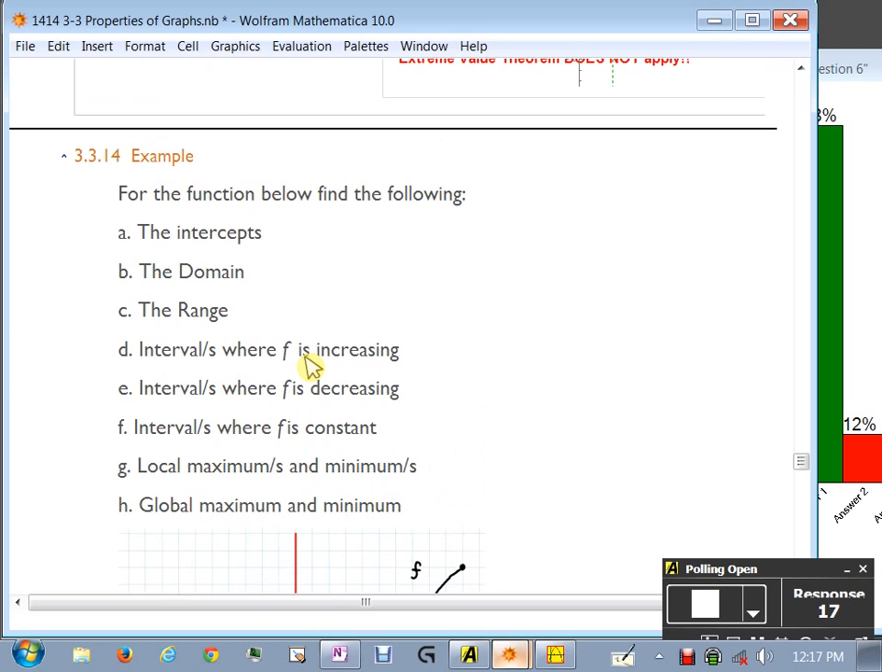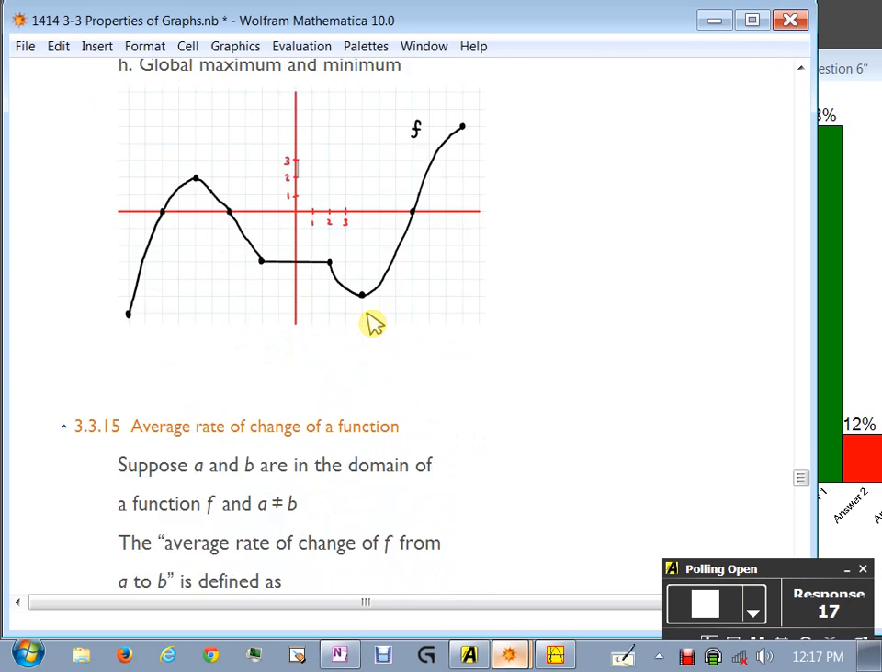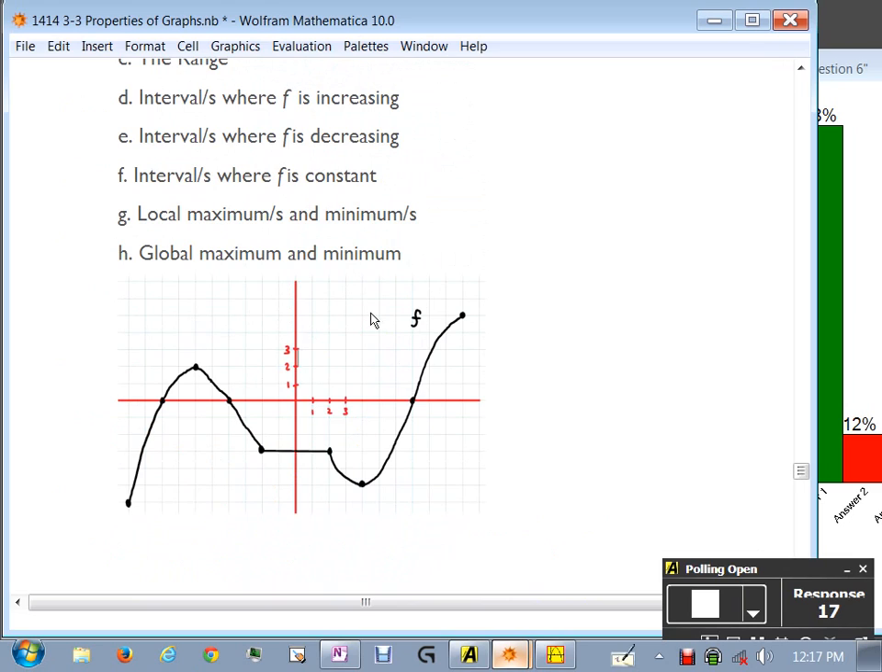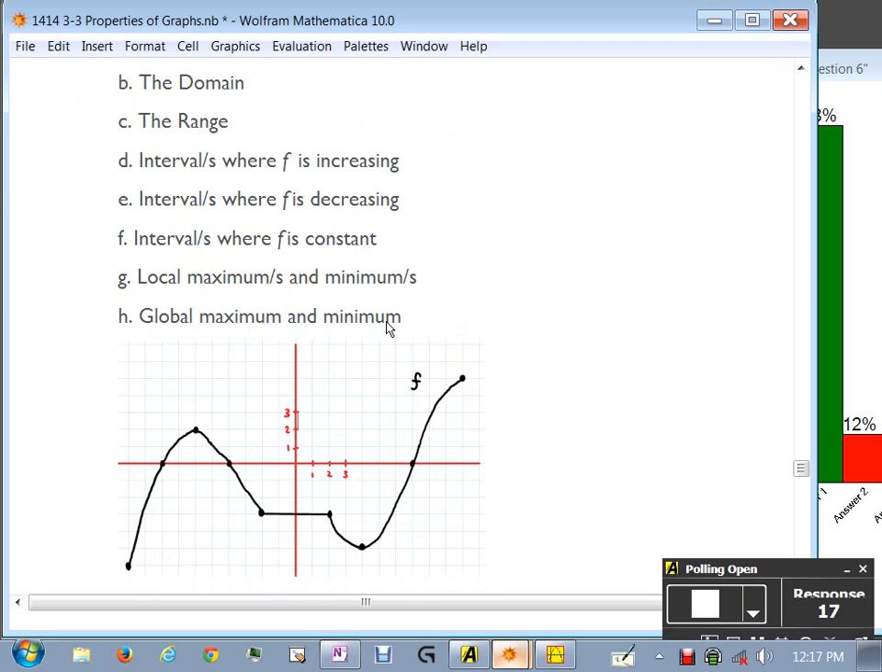All right, for the following function below, find the following. Let's make this an 8-minute in-class group exercise to see how much you can do of this on your own. And then I'll come through and I'll tell you what the answers are. All right?